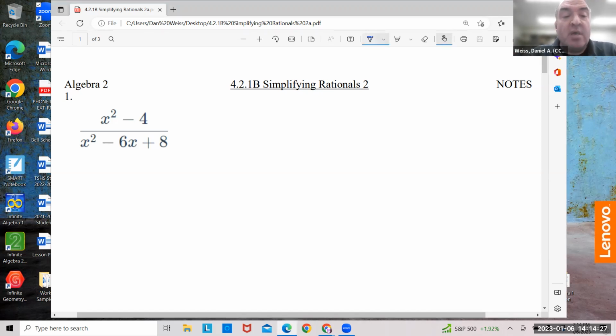We're going to factor this x squared minus 4. Remember how we do that? Remember how we do x times x is x squared, and then plus 2 minus 2. That's x squared minus 4 factored.